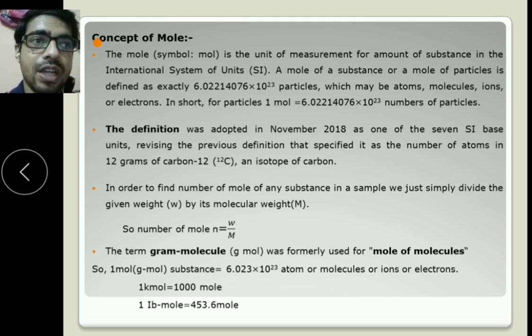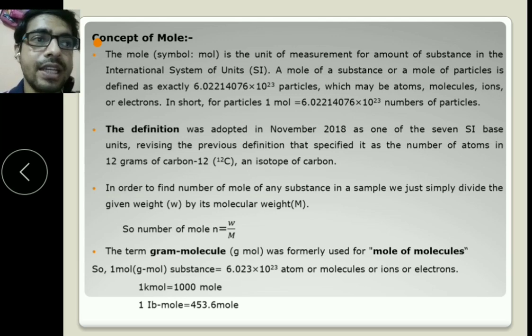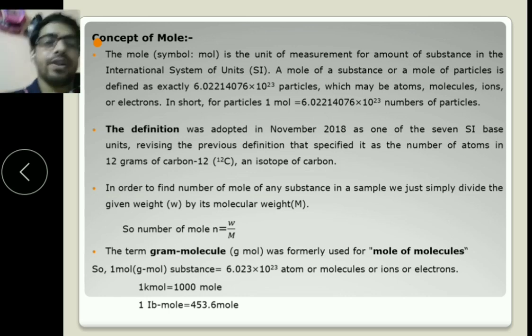Definition: this definition was adopted in November 2018 in the SI system. In SI we know there are 7 different base units, and mole is one of them. It is the number of atoms in 12 grams of carbon-12 isotope. We know carbon has different isotopes, but for the definition, carbon-12 has been taken internationally.